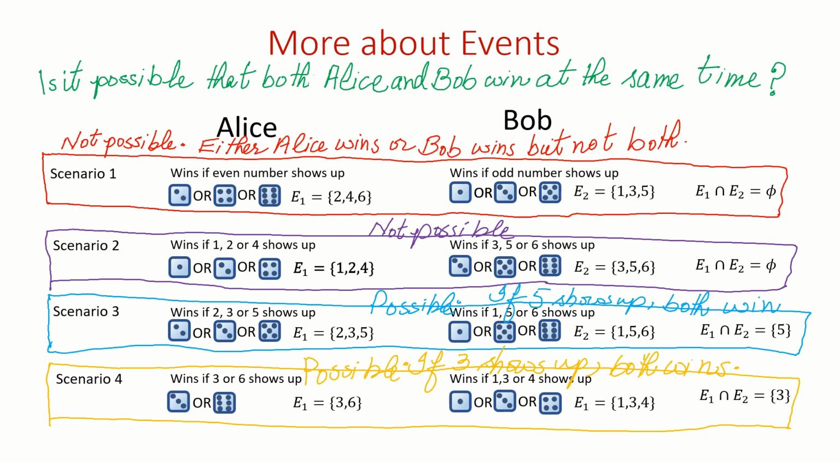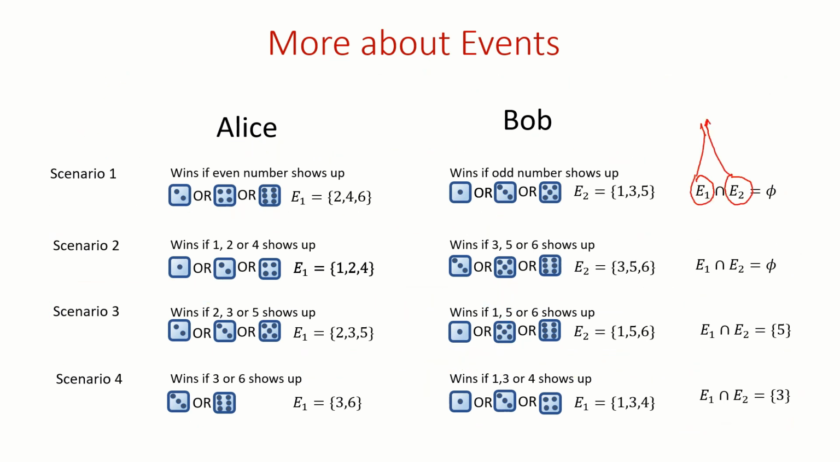Now you see how two events can happen together. In the third scenario, if the dice shows up the number 5, then both of the events E1 and E2 will occur at the same time. Likewise, in the fourth scenario, the two events will happen together if the dice shows up the number 3. So, in the first two scenarios, the two events are mutually exclusive, whereas in the last two scenarios, the two events are not mutually exclusive. They can happen together.